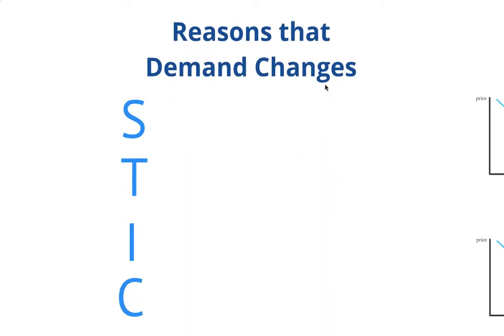So what are reasons that demand would change? You can remember it's STIC, S-T-I-C. The first reason is substitution. So if Coke is cheaper than Pepsi or Pepsi is cheaper than Coke, that is a reason that you would change demand for those products.